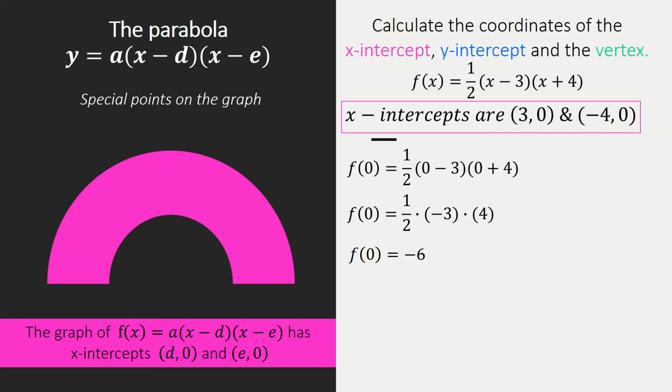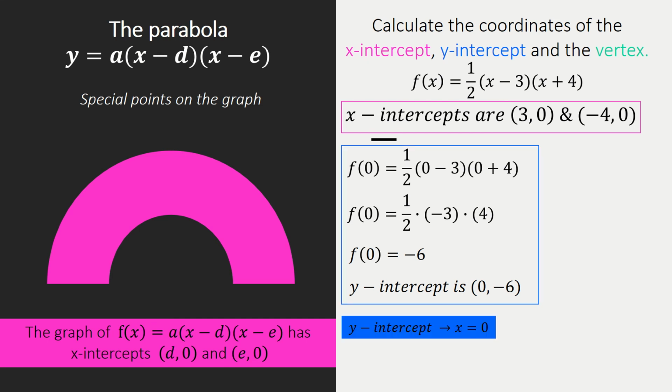But we want to know the coordinates, so we're not fully done yet. You need to write down the y-intercept is equal to (0, minus 6), since the x was 0 and our y value is minus 6. So please do not forget that when you want to calculate the y-intercept, your x value is always equal to 0.